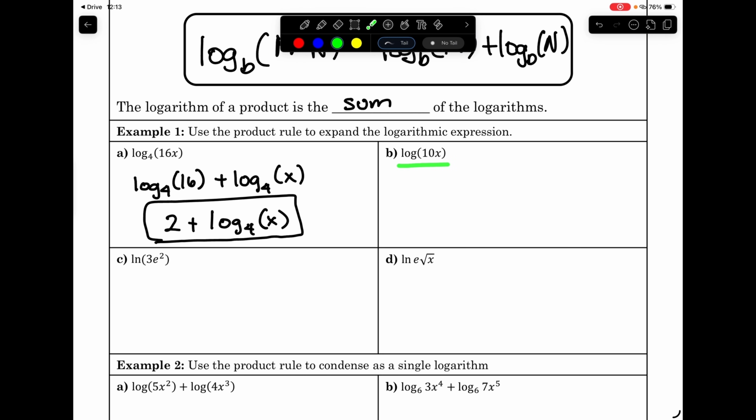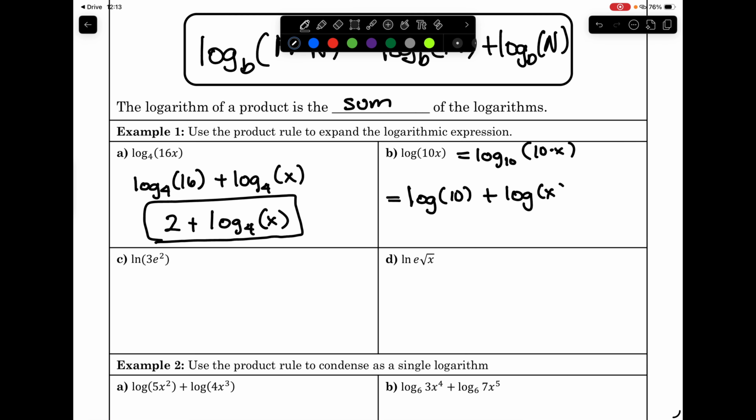In this example right here, we could do the same idea. This is the common log, base 10, of 10 times x. So I can expand this as the common log of 10 plus the common log of x. Just like before, I can evaluate that. The common log of 10 is 1, because our base is 10, and 10 has to be raised to the exponent 1 to equal the input value of 10. So this becomes 1 plus the common log of x.